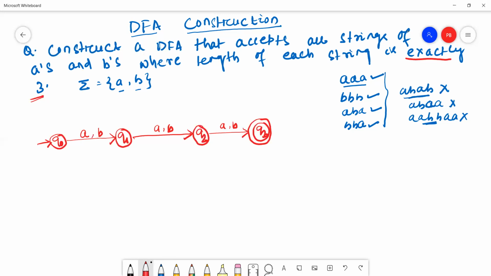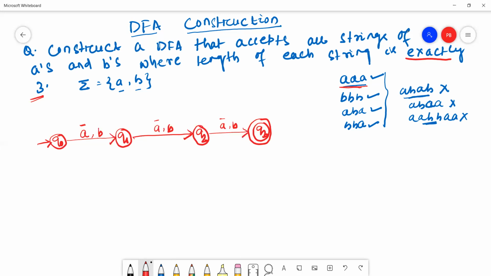We can take any combination. Suppose for example aaa: a here, a here, and a here. Exactly 3. First we'll construct the DFA. Q0, Q1 and Q2 already read a and b, then Q3 will read.